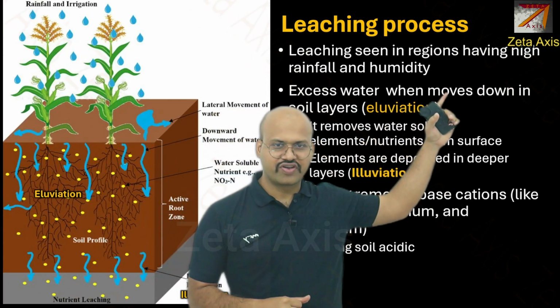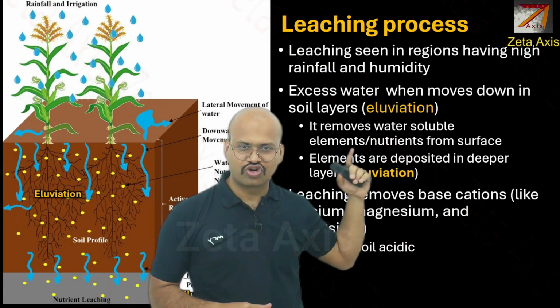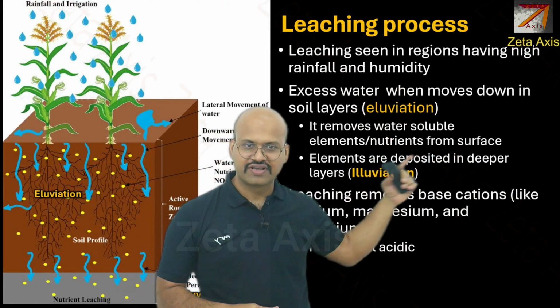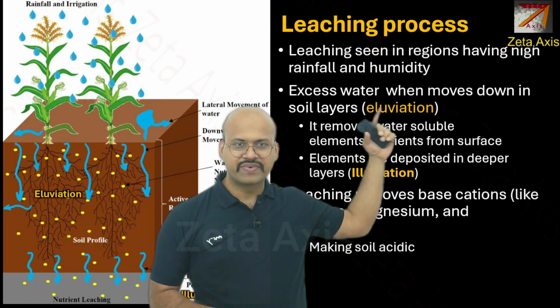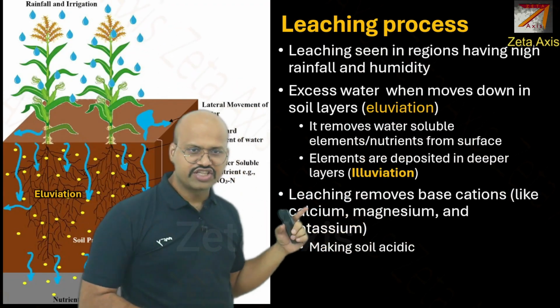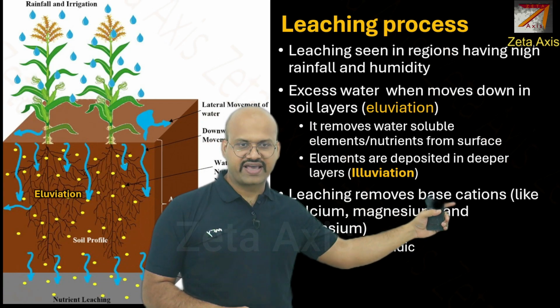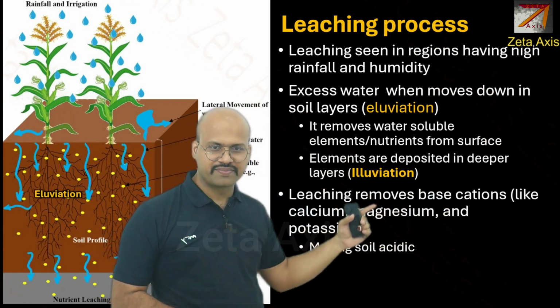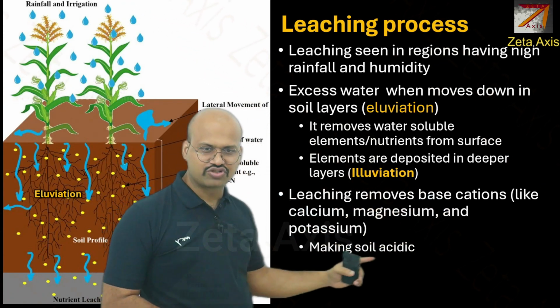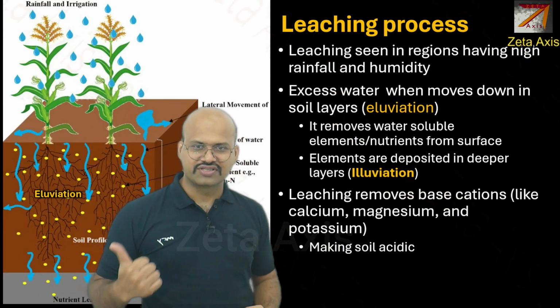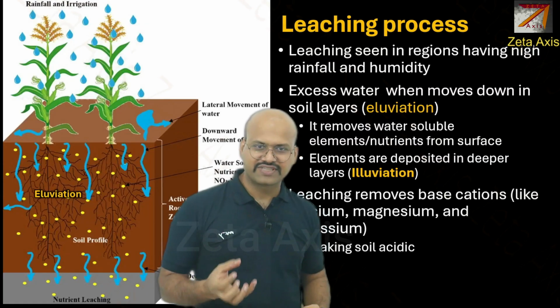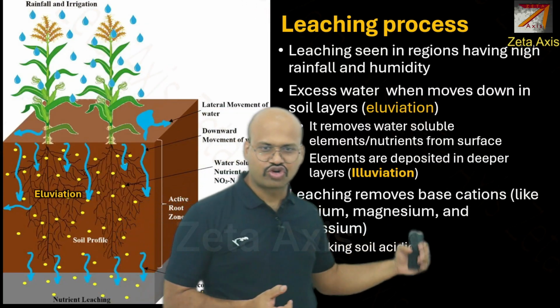So the excess water, when it moves down in the soil layer, removes water-soluble elements and nutrients from the surface. Elements are deposited in deeper layers. This is called illuviation. The movement is called alluviation. Leaching removes base cations like calcium, magnesium and potassium. Therefore, it makes the soil acidic. Similar to laterization. We have seen a similar process in laterite soil, that the soil becomes acidic because these compounds which are soluble in water are removed.